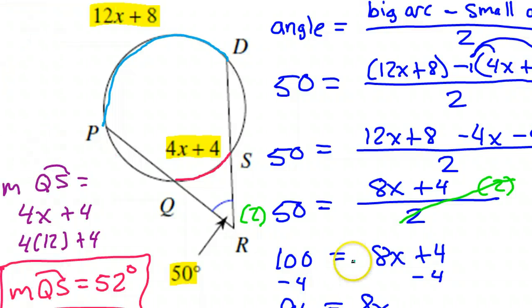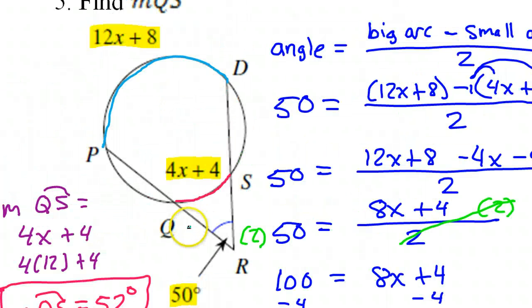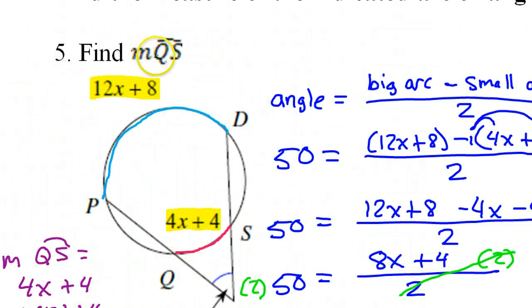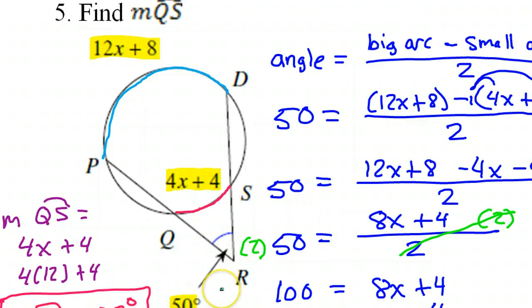And now the last one is that so many students I will see will find x, put a box around that, and call that the answer. Forgetting that they were asked to find QS, which is actually 4 times x plus 4. So you have to plug it in to really find QS. Alright, so there was a lot of moving parts to that question, so please be careful when it's your turn.